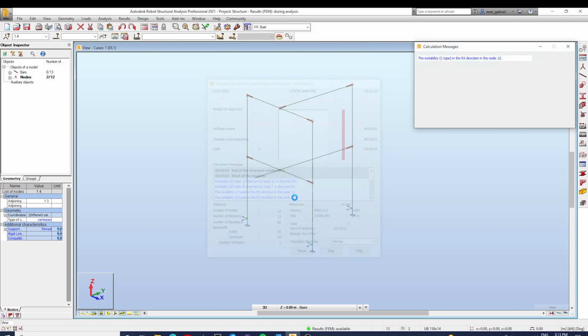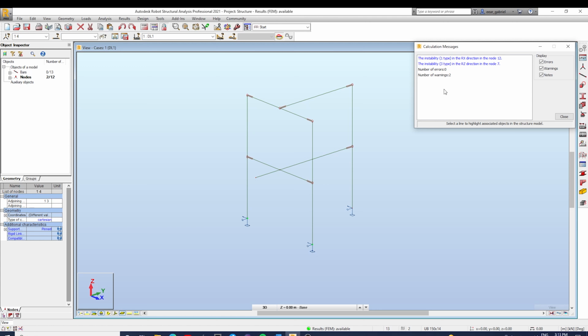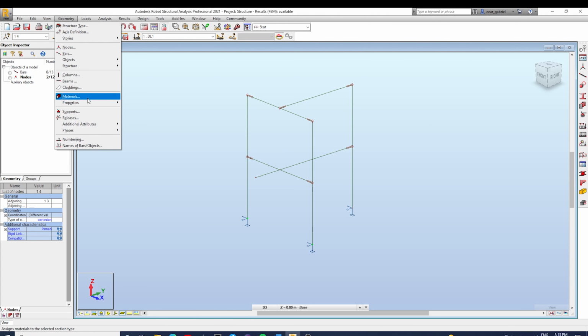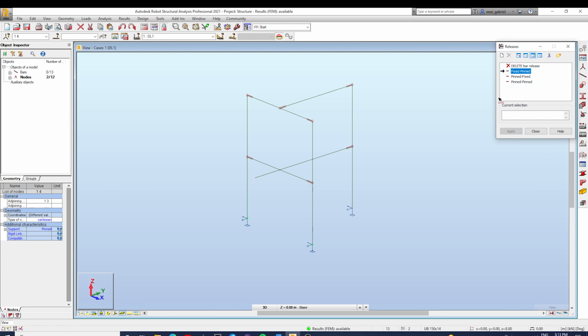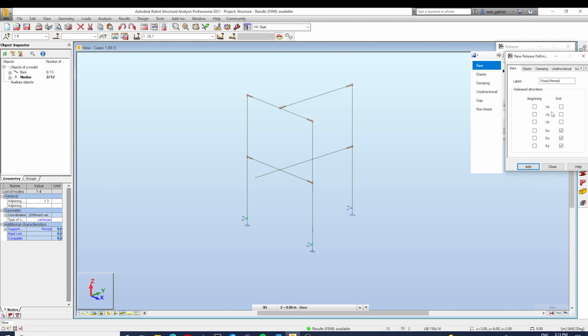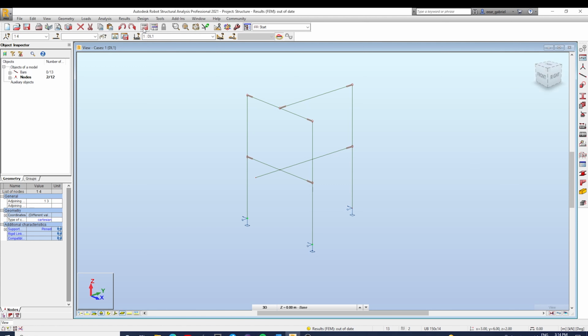And for the beams, I'll check what Robot is releasing for pinned connections. So let's go to geometry, releases. The fixed pinned release has its pinned end with Rx released. Therefore, we're going to untick this box so that twisting doesn't occur. Same applies to the pin fixed release and pin pinned as well. Now note that the calculations will run without any instability errors.